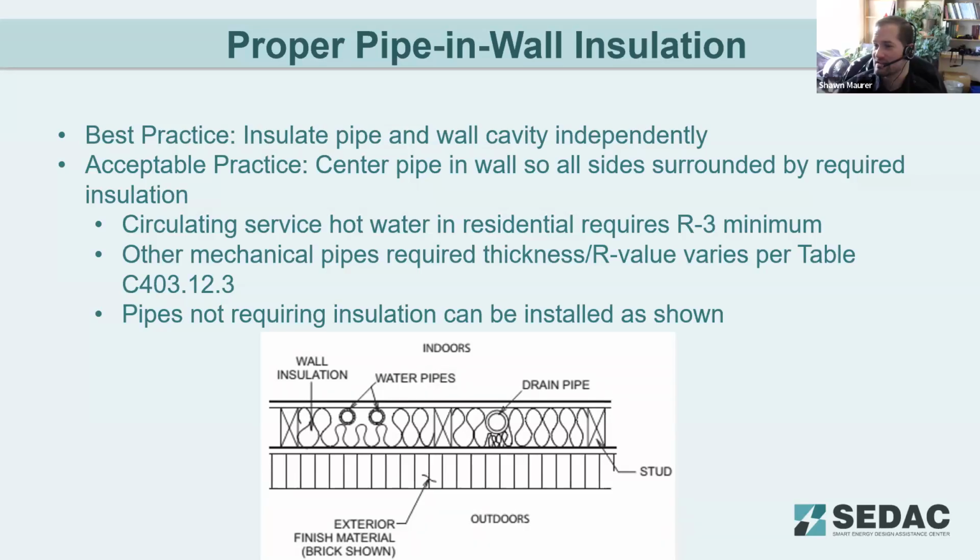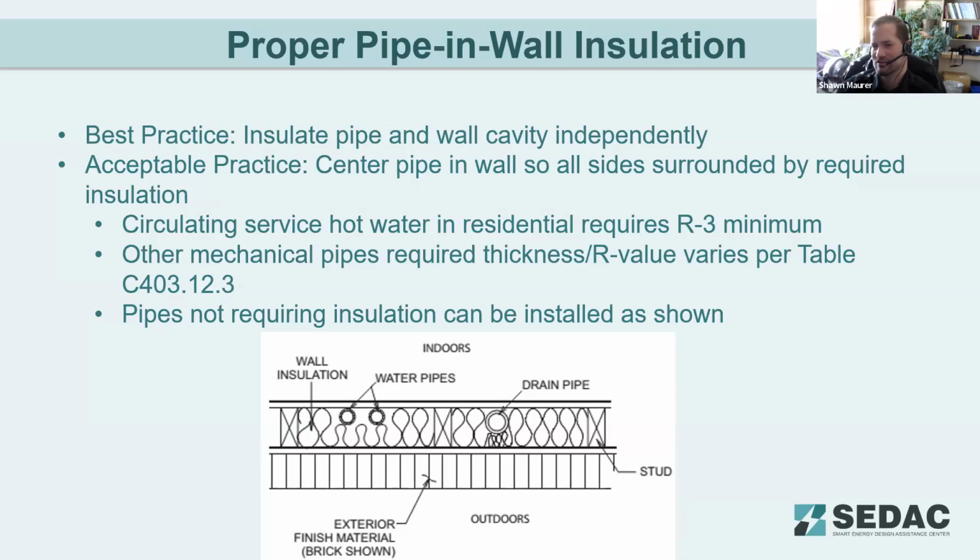Yeah, so best practice here is to insulate the pipe and the wall cavity independently. Ensure the pipe has that R3 insulation around it, with the proper thickness and conductivity rating from table C403.12.3 all the way around the pipe. Then cut and trim the batt insulation however you need to fit around that pipe and its insulation without being compressed, and fit it in that wall cavity. That gives you full compliance and ensures that there aren't going to be any issues.